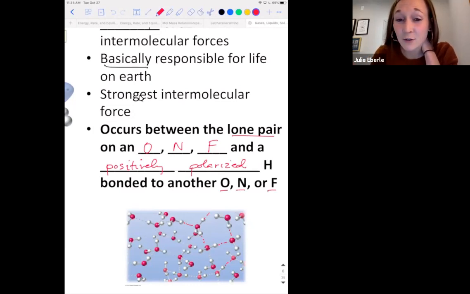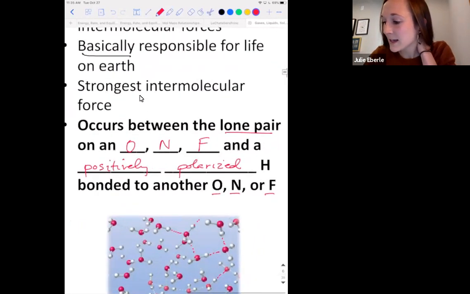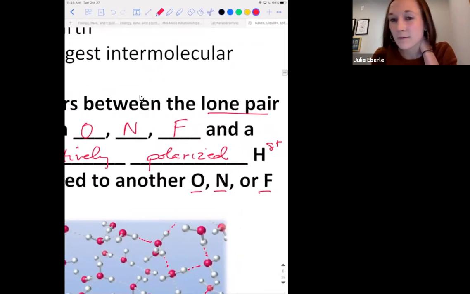I know this is a very technical and specific definition, so we have a little bit to unpack here. But what is positively polarized? That essentially means any hydrogen that has one of these on it. Any hydrogen that's involved in a polar bond with an oxygen, a nitrogen, or fluorine.